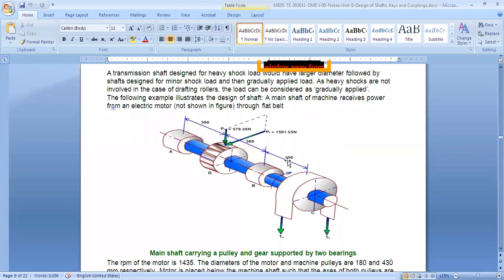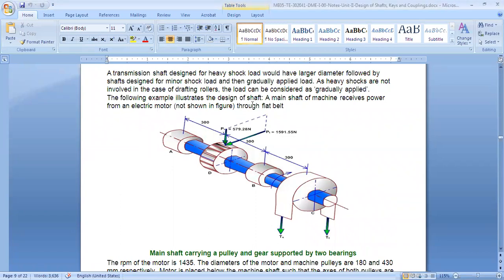A transmission shaft designed for heavy shock load would have a larger diameter. Okay. Now we take this example, which is the main shaft that receives power from the electrical motor.